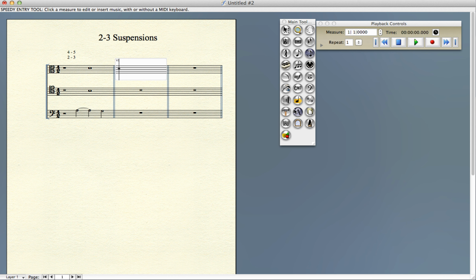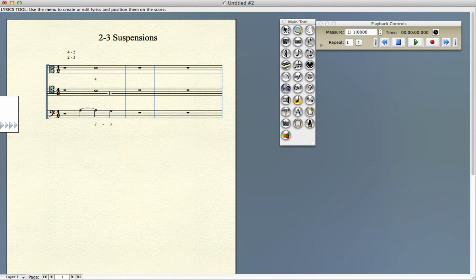And then if we put in our intervals, we see that this creates the 2-3 suspension. This is a fourth. This one is the fourth. And it sounds like this. And you can see that when this resolves, it creates a fifth with the top voice and a third with this voice.